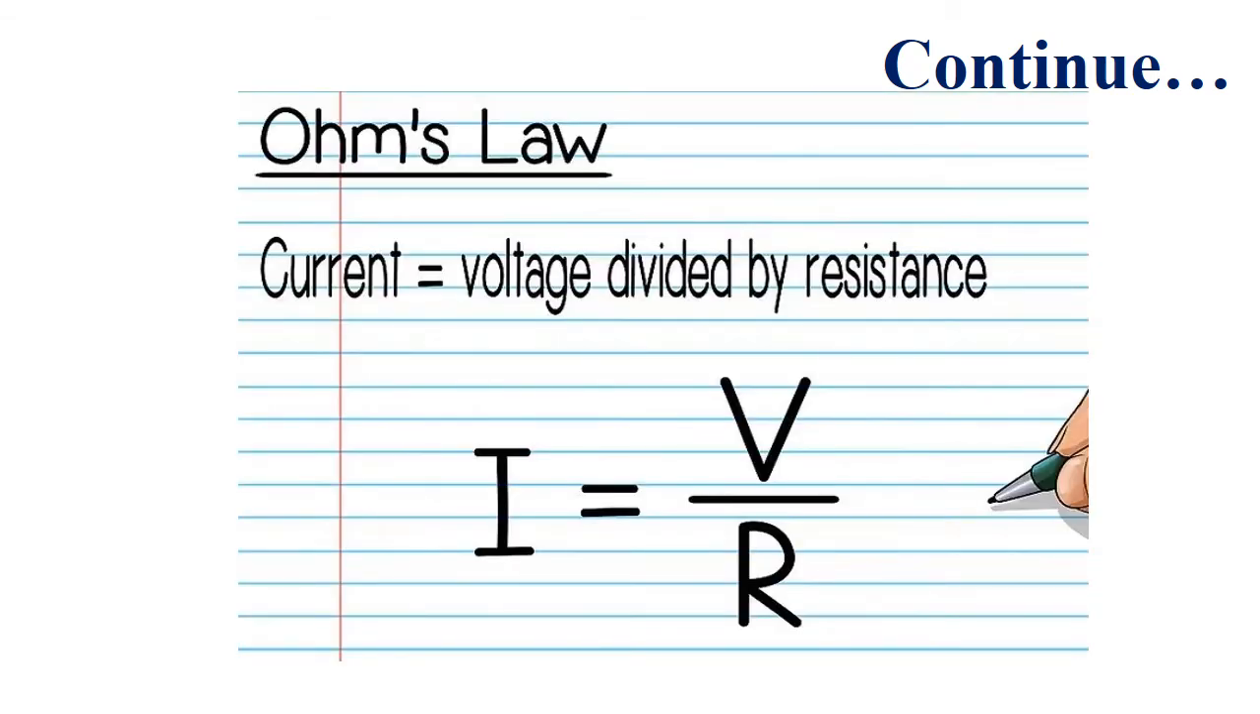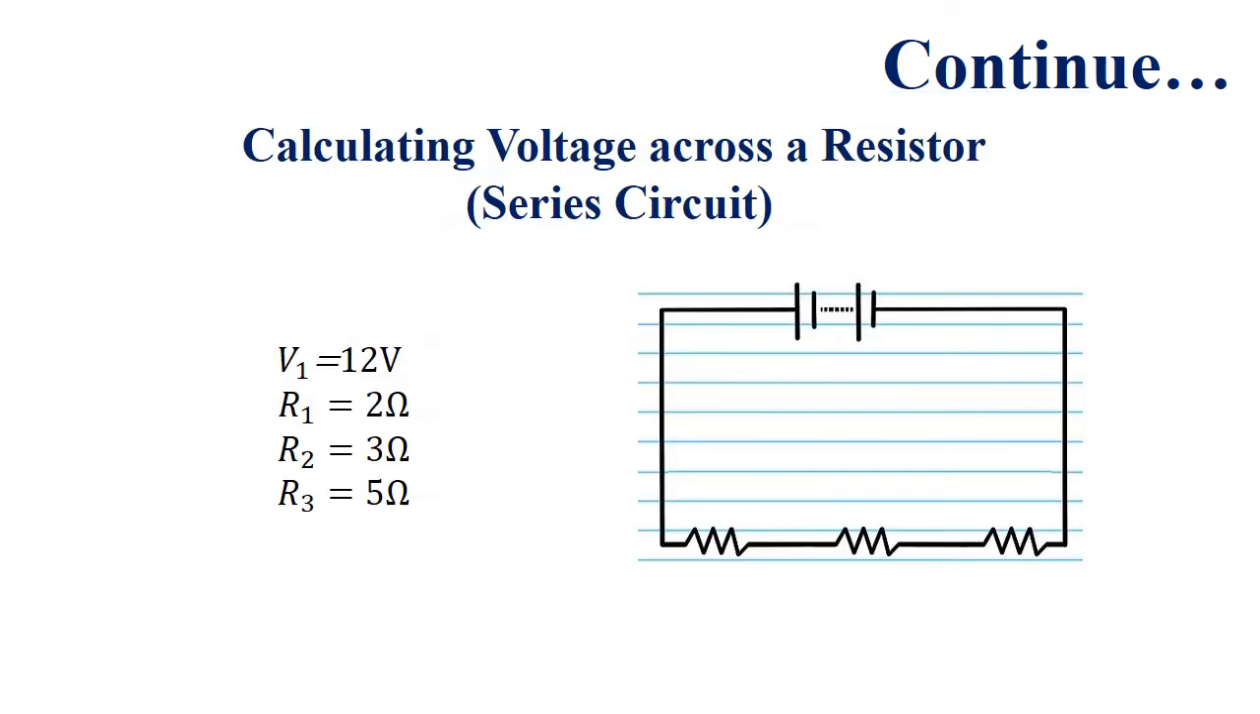Ohm's law is a very simple relationship between current, voltage and resistance. Current is basically the ratio between the voltage and the resistance. So if we increase the value of voltage, then the current in the circuit will increase. And if we want to measure the voltage in the circuit, then the formula is V equals I R.